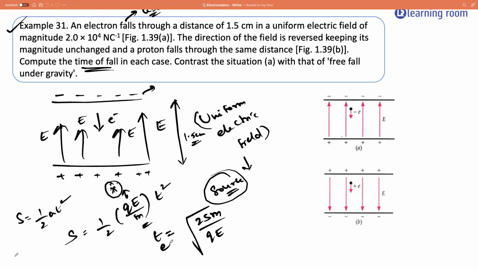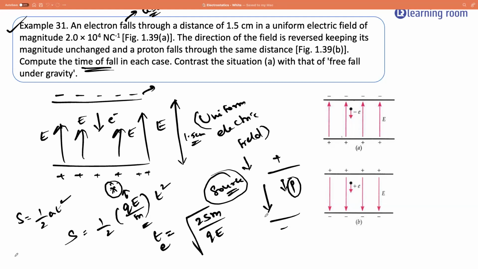Yes, sir. Now the question is, read the second part. The direction of the field is reversed, keeping its magnitude unchanged. Means this is given positive charge, this is given negative charge. Only then a proton can travel in the downward direction.